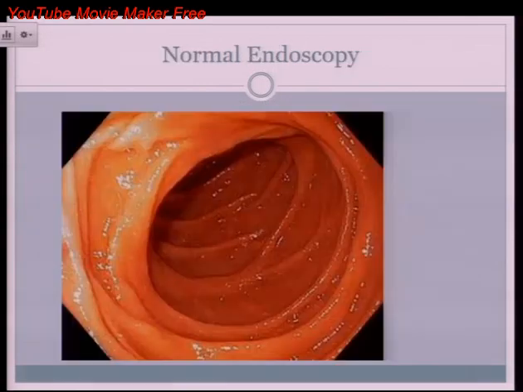So this is a normal endoscopy. This is the second portion of the duodenum. And you can see here, these are the duodenal folds. You can't see the villi, but you can actually see the small projections normally. But in this picture, you can't see the villi clearly.